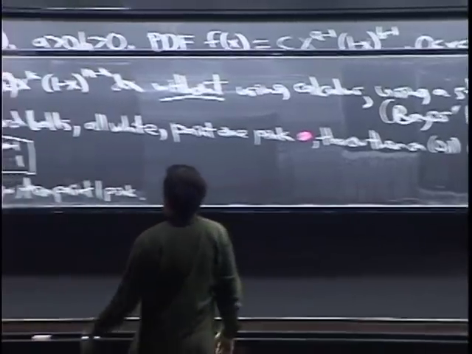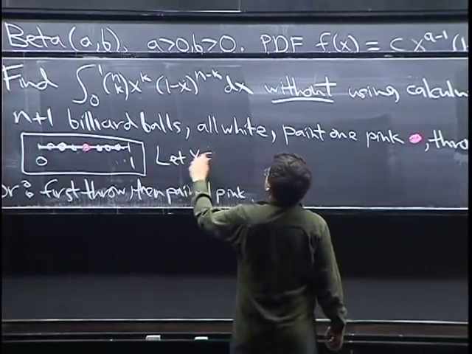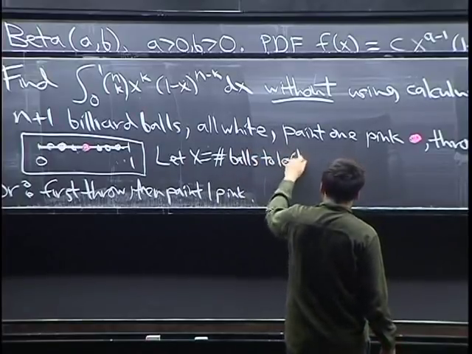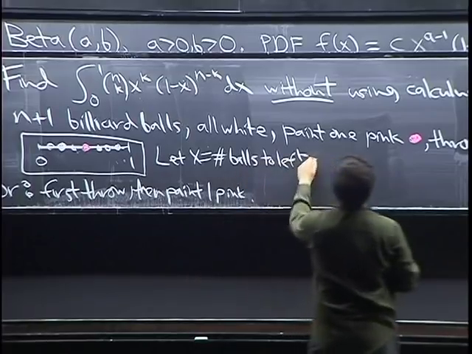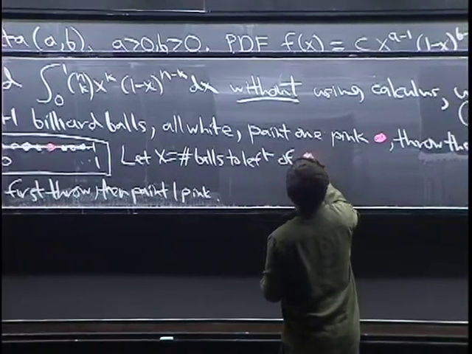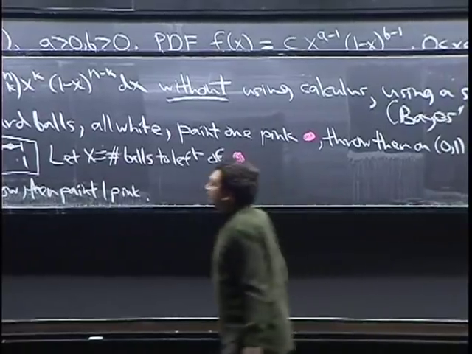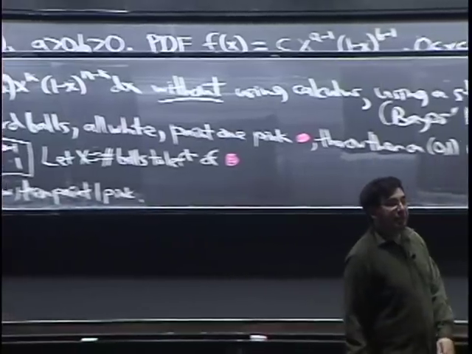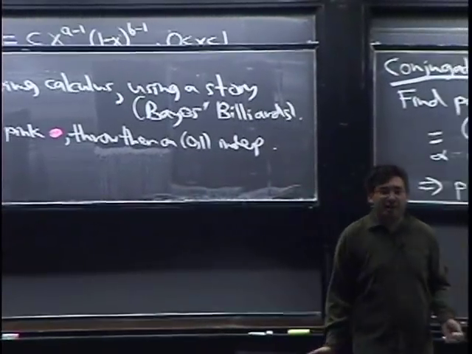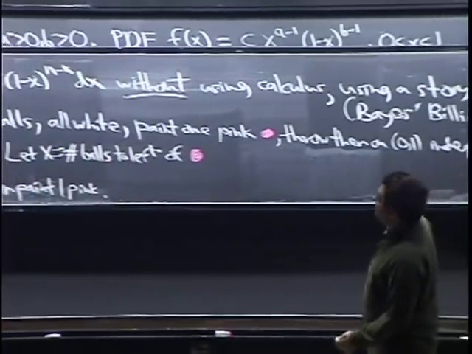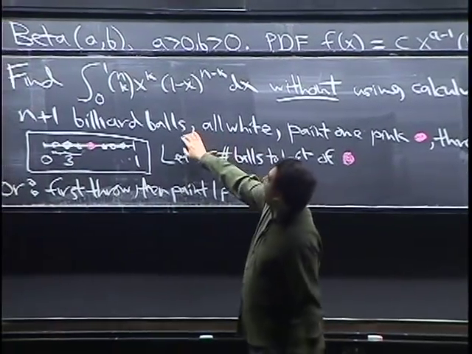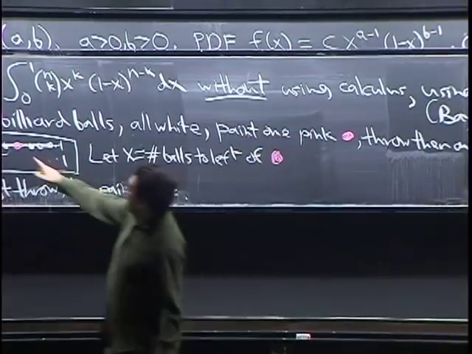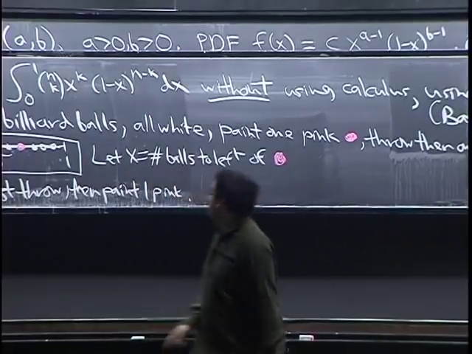Because now let's just let x equal the number of balls to the left of the pink one. Which I denote like that. Okay? That's x. So in this picture, x equals 3, for example. Just count how many are to the left. That's going to be some integer between 0 and n. All right? Now, according to this first story, it doesn't matter what order we throw the balls in, so we may as well throw the pink one first, then condition on where that is.